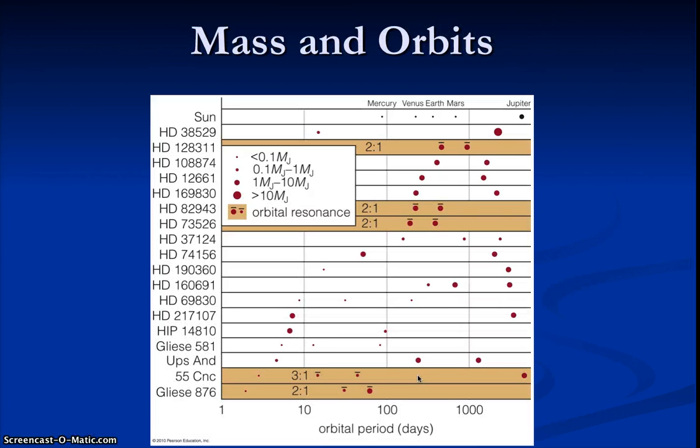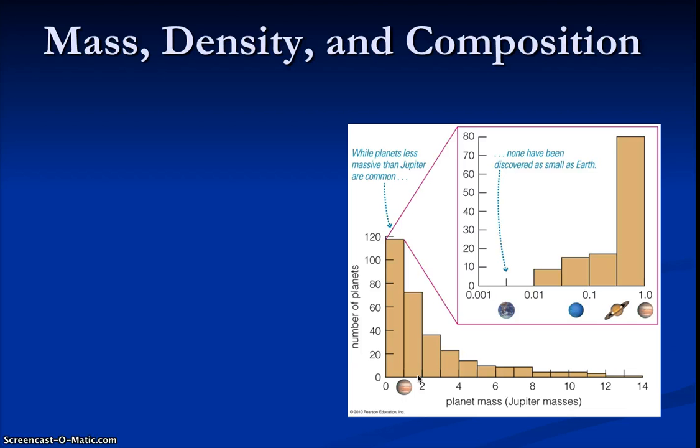Here's a picture from your book just showing the different types of planets that have been found. You're going to see that most of the planets, as expected, are actually very, very large, which makes sense because the effects of a very large planet are much easier to detect than that of an Earth-like planet. We've actually found that most of the planets seem to have more in common with Jupiter than they do with Earth.